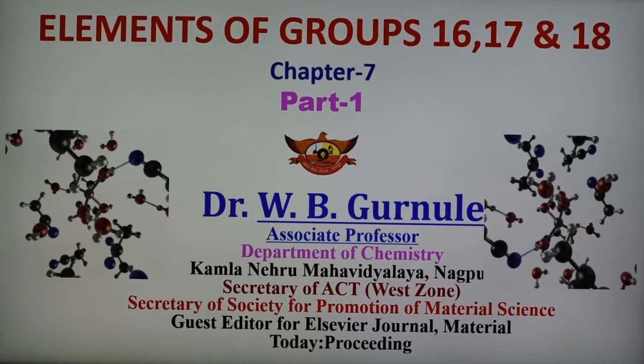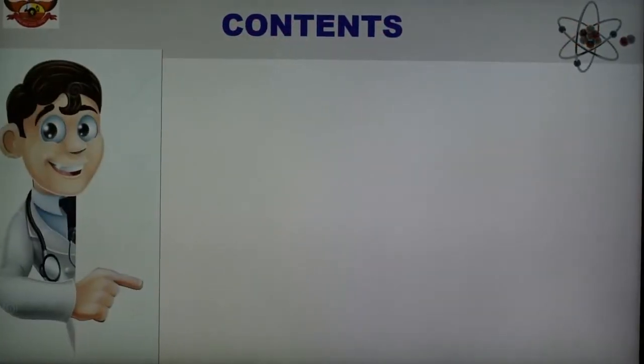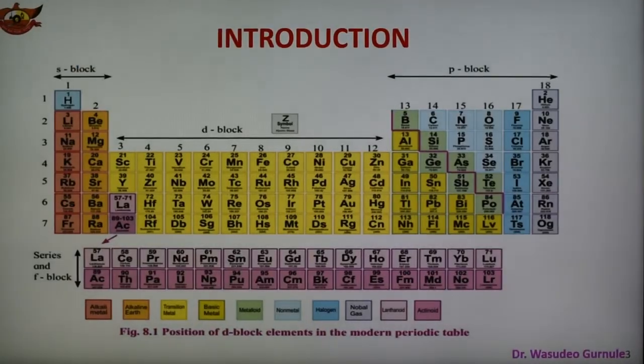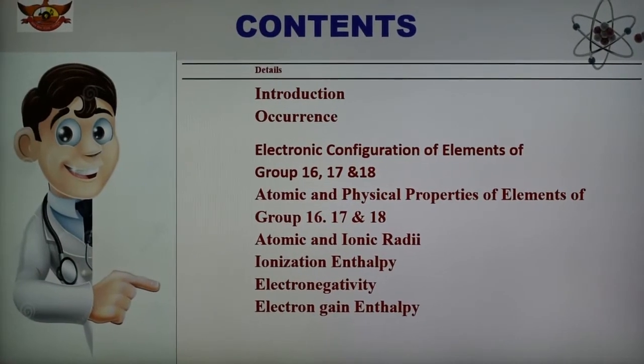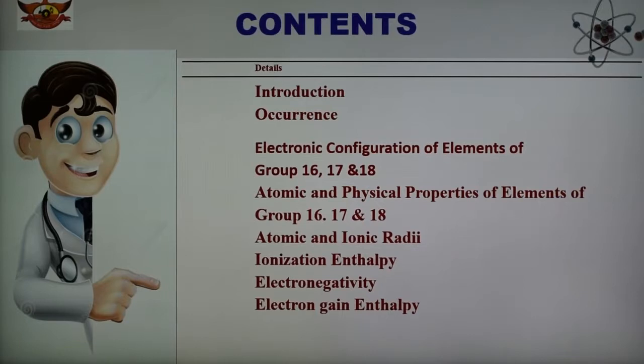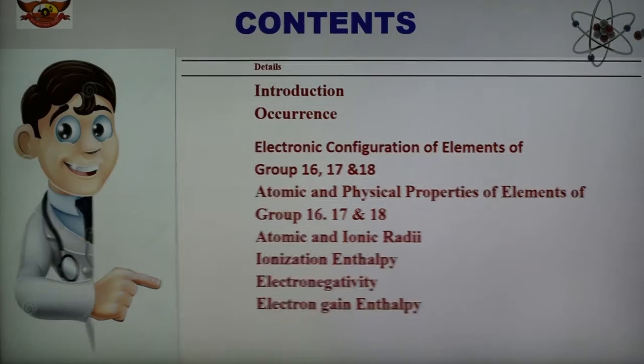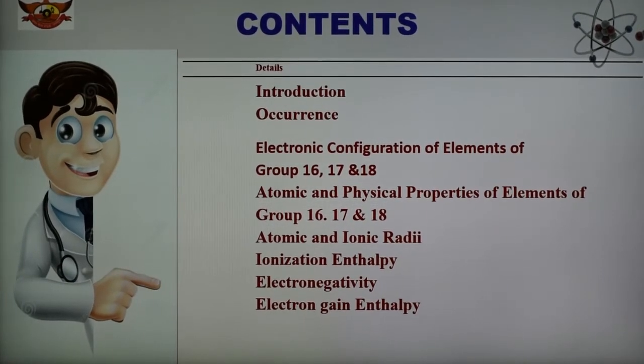So the topics that we have covered in today's presentation are: introduction, occurrence, electronic configuration of the elements of group number 16, 17, 18, atomic and physical properties of the elements of group 16, 17, 18, atomic and ionic radii, ionization enthalpy, electronegativity, electron gain enthalpy. All these parts we are going to discuss in today's presentation.